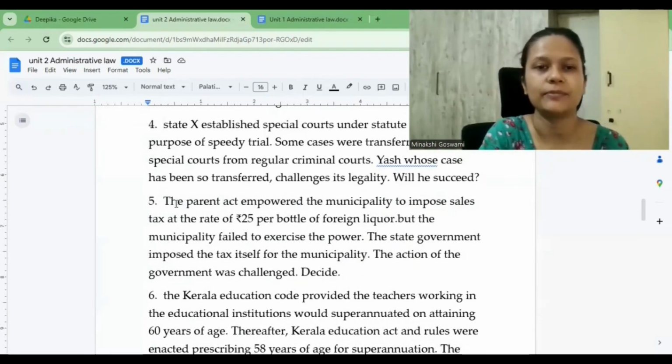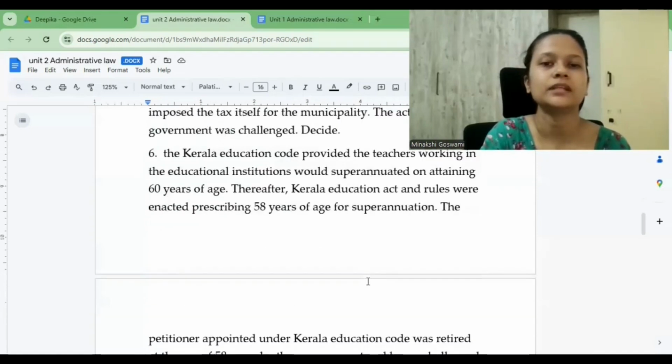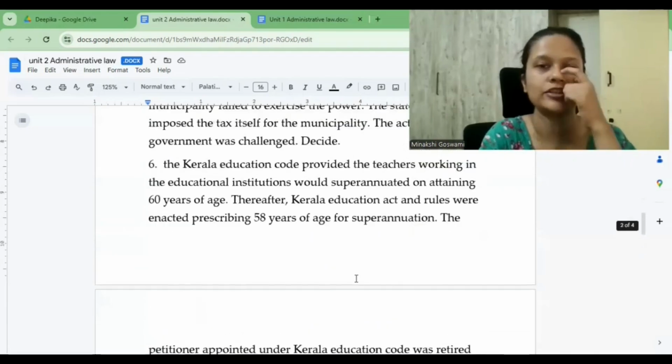Then we have another problem-based question. The Parent Act empowered the municipality to impose sales tax at the rate of 25 rupees per bottle of foreign liquor. But the municipality failed to exercise the power. The state government imposed the tax itself for the municipality. The action of the government was challenged, decide. Then we have few more questions.